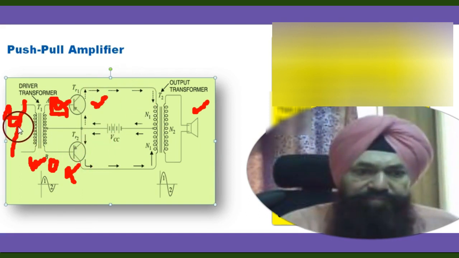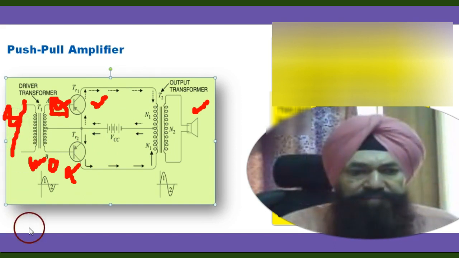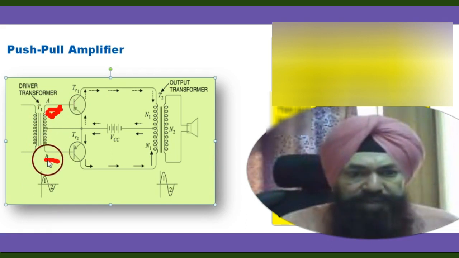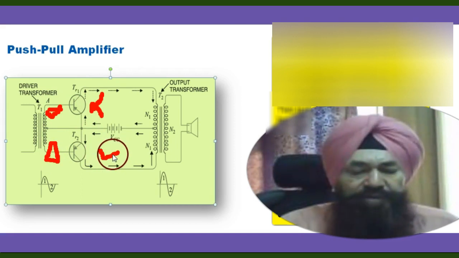Now at the next instant, what happens? Here comes negative and here becomes positive. When here becomes negative, this transistor goes to the off state. When here it is positive, then this will conduct. So at a time, one transistor will conduct.